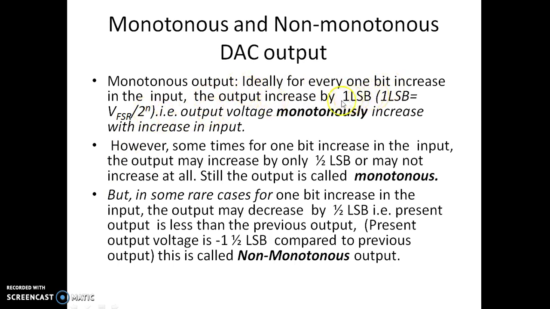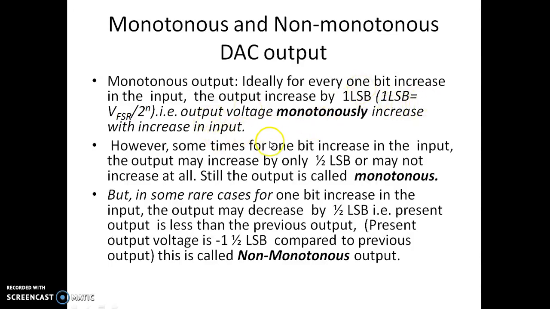So if your input increases by 1 LSB, assume from 000 to 001, there is an increment of 1 LSB at the input, and the output should also increase by 1 LSB. That 1 LSB is given by FSR divided by 2 power n. That is, output voltage is monotonously increasing with the input. For every increase in the input voltage, the output voltage should monotonously increase. If input increases, output should also increase.